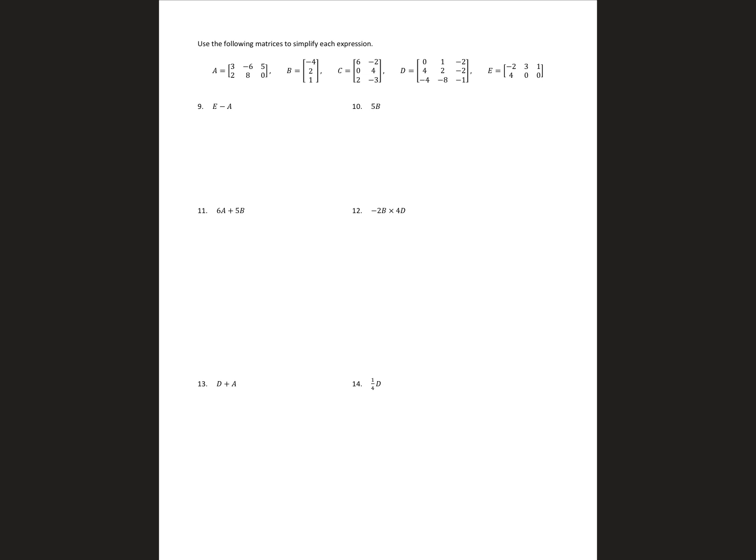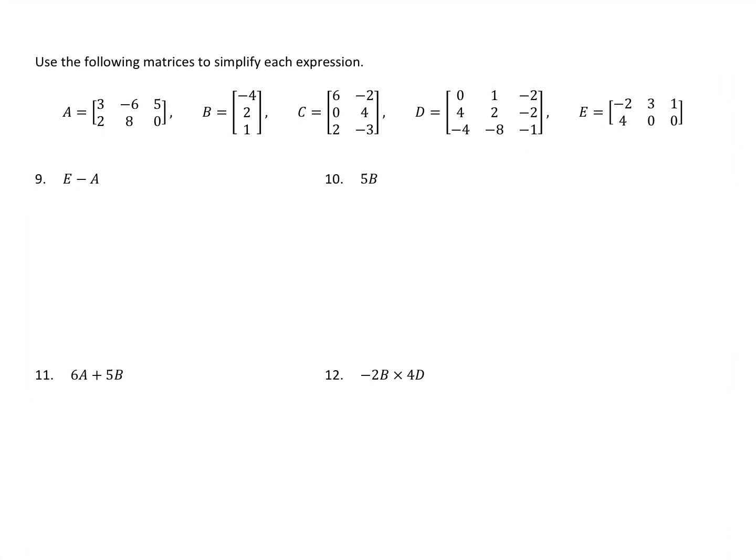For your next part, we're going to use those matrices A through E. You're just going to plug in each of these matrices that you're asking about and simplify the expressions. So for number 9, you're doing E minus A. Before you even start this, it's subtraction. So remember, with subtraction and addition, you need the same dimensions in order for you to simplify. E is a 2 by 3. A is a 2 by 3. They are the same, so you can just subtract them.